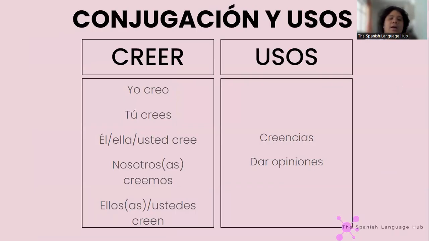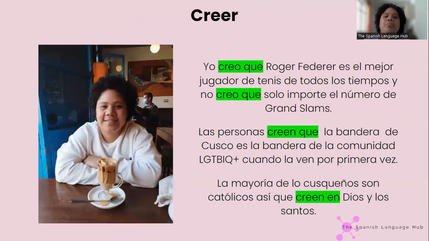Creer. All right, creer. Yo creo, tú crees, él, ella, usted cree, nosotros, nosotras creemos, ellos, ellas, ustedes creen. And this is to talk about beliefs and to give your opinions, right? Creer is usually translated as I think or I believe. To think or believe. Creer. Bien. Creer.